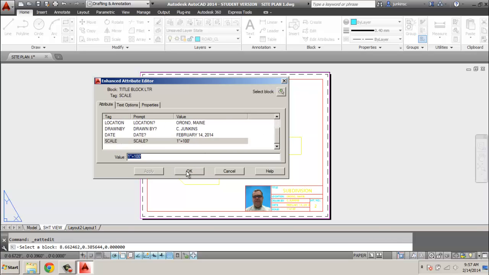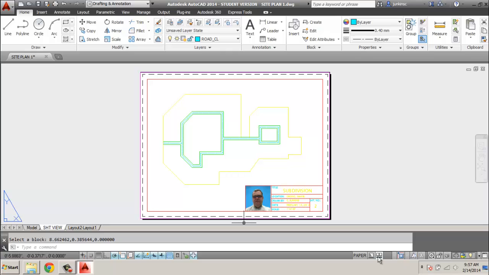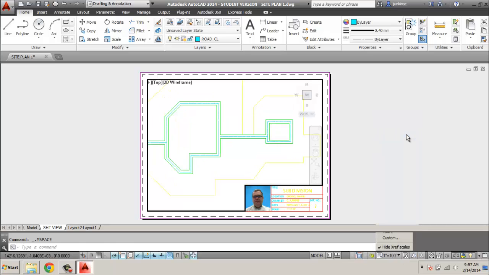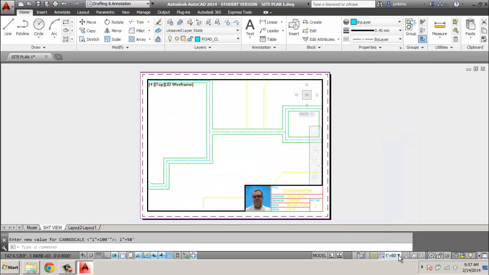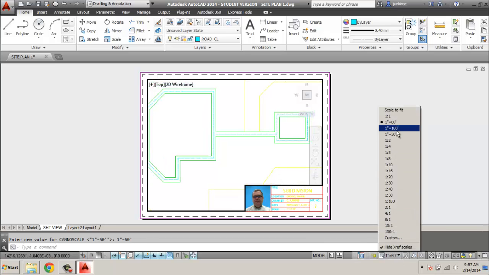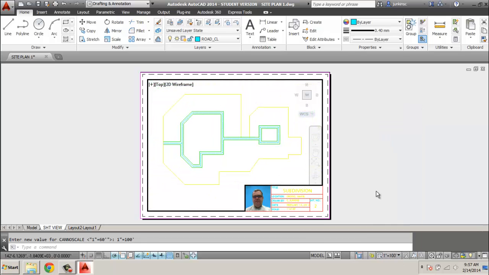So that's our subdivision. Could I fit this in at 1 to 50? We're going to come back here to our paper, look at our scale, and say, will that fit at 1 to 50? No, it's too big. 1 to 60? Getting better, but really 1 inch equals 100 feet is the best we can do.